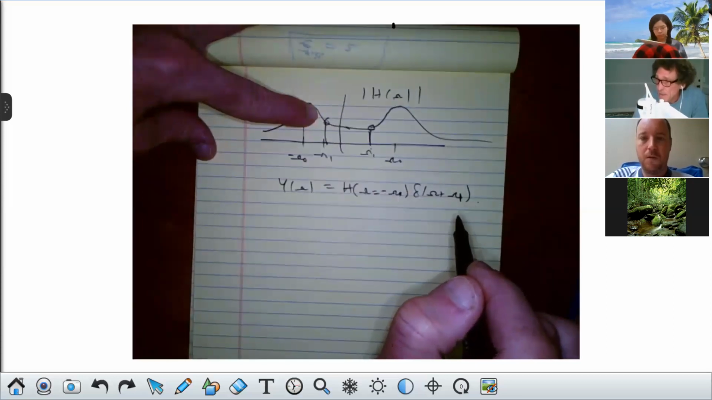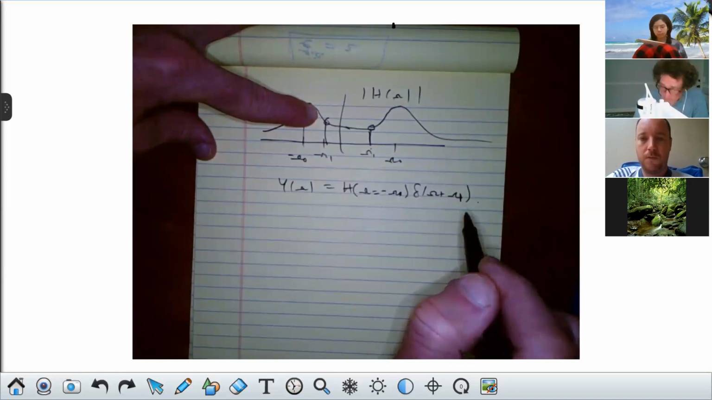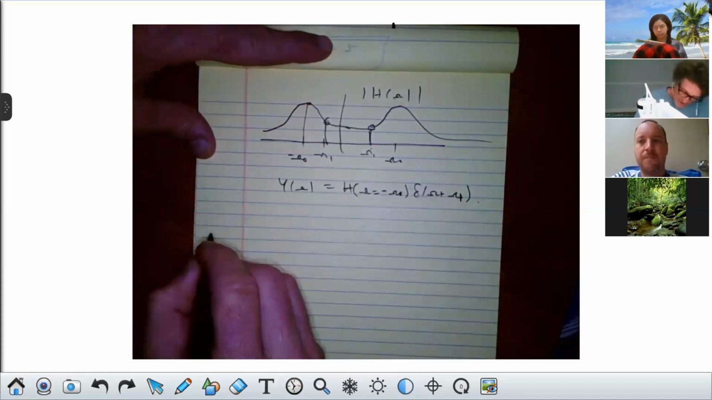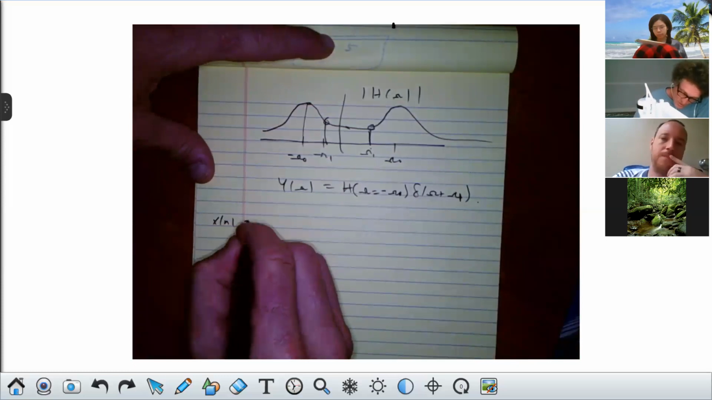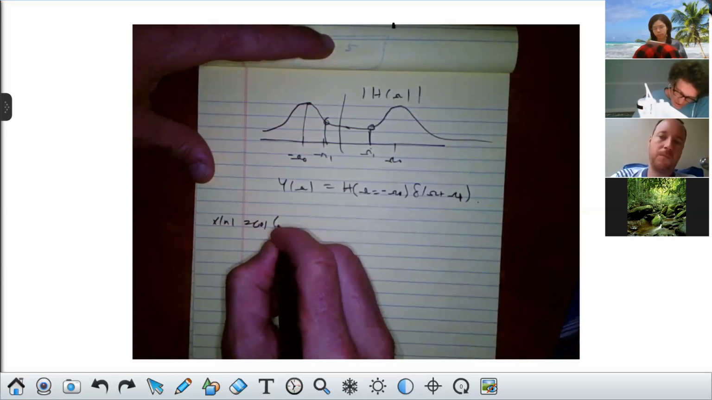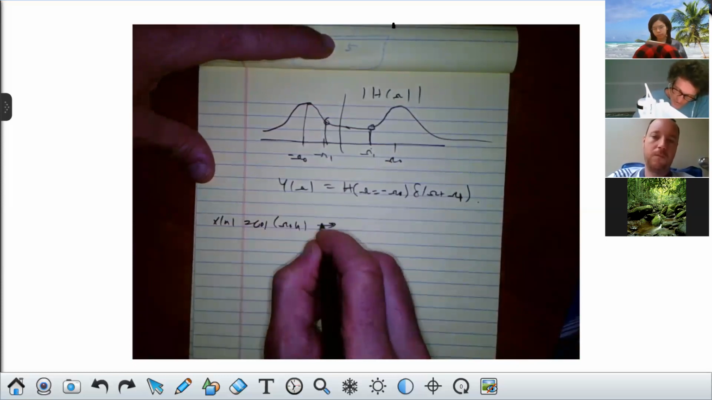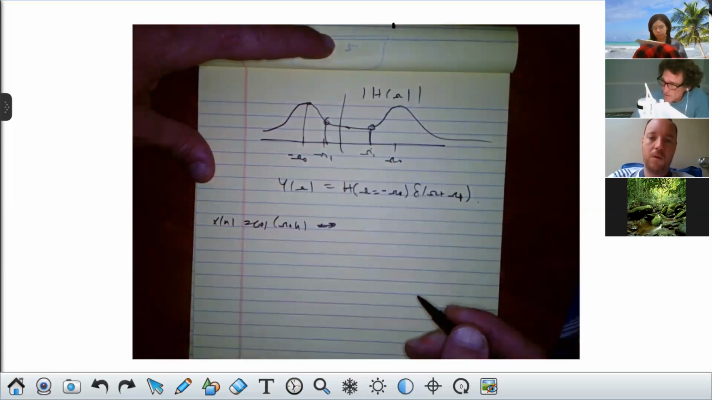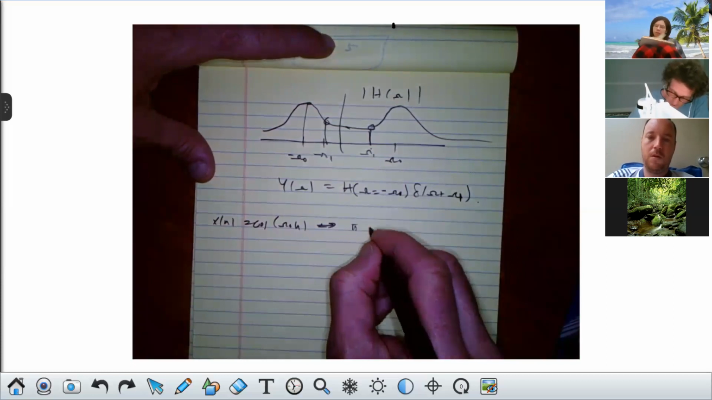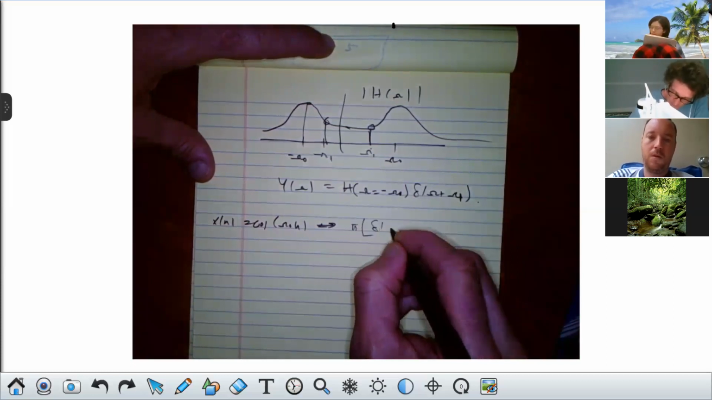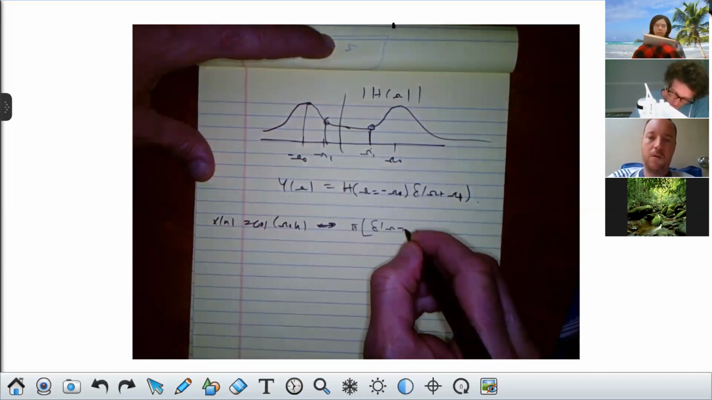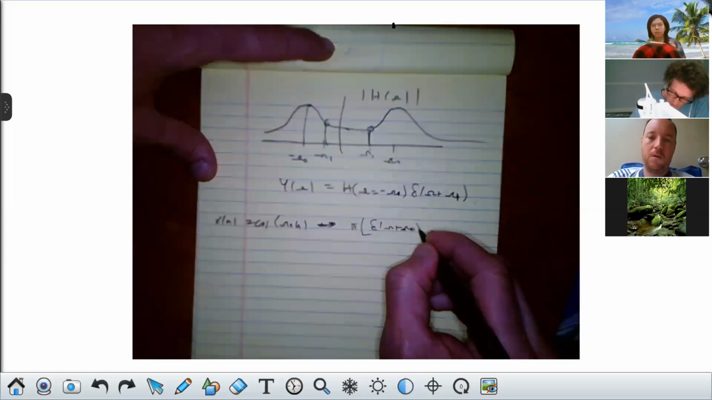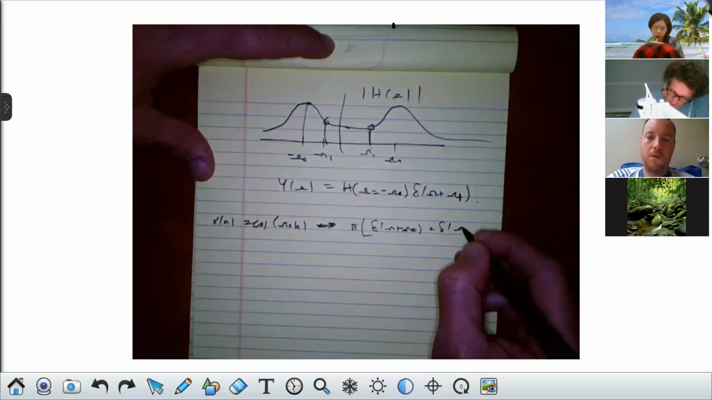Okay, got it? Remember, the cosine, that's our x of n, was equal to cosine of omega naught n, right? And that translates at two distinct frequencies, only two distinct frequencies, by delta functions. It's pi times delta of omega plus omega naught, plus delta of omega minus omega naught.